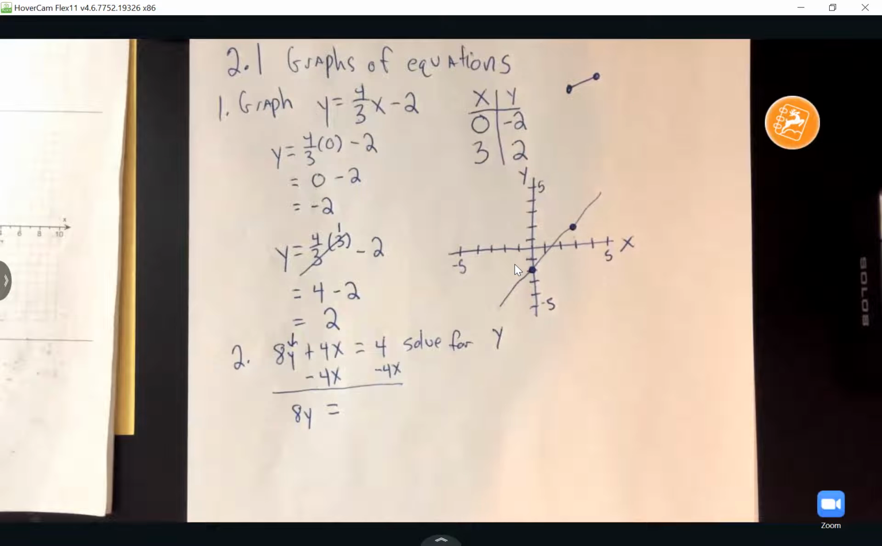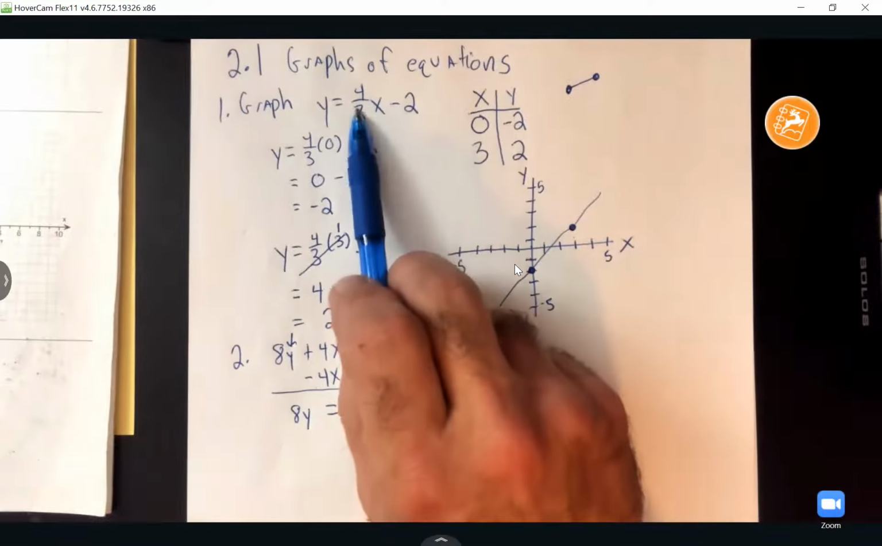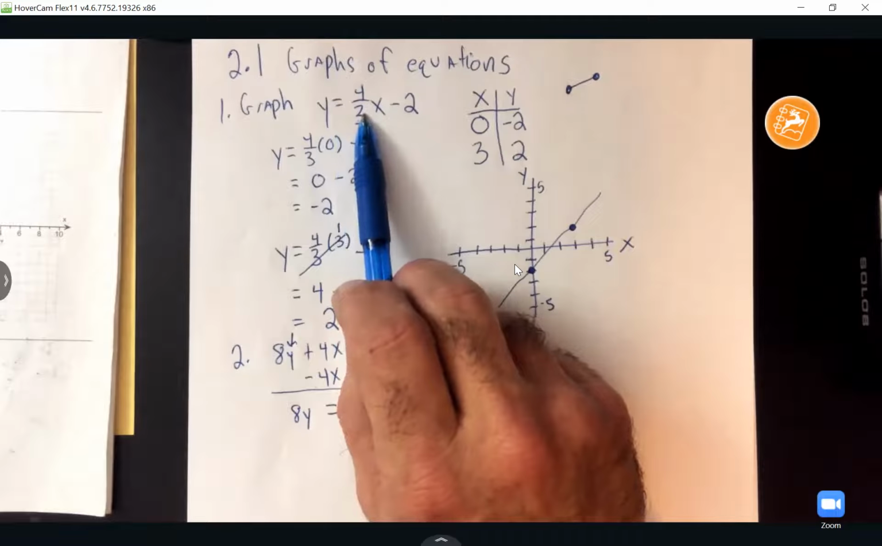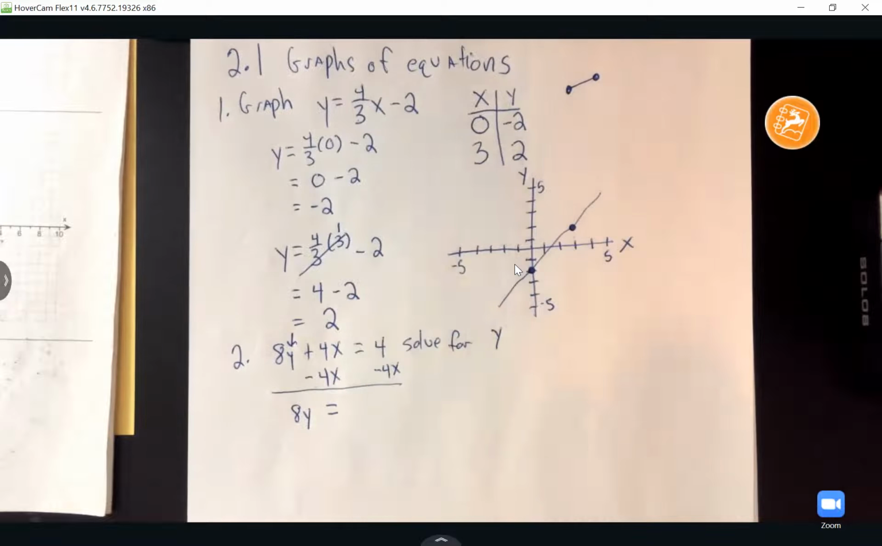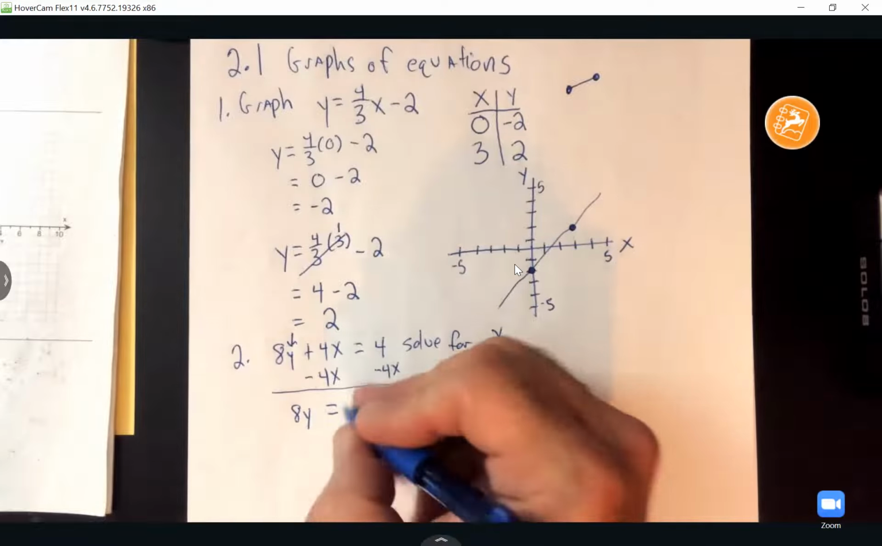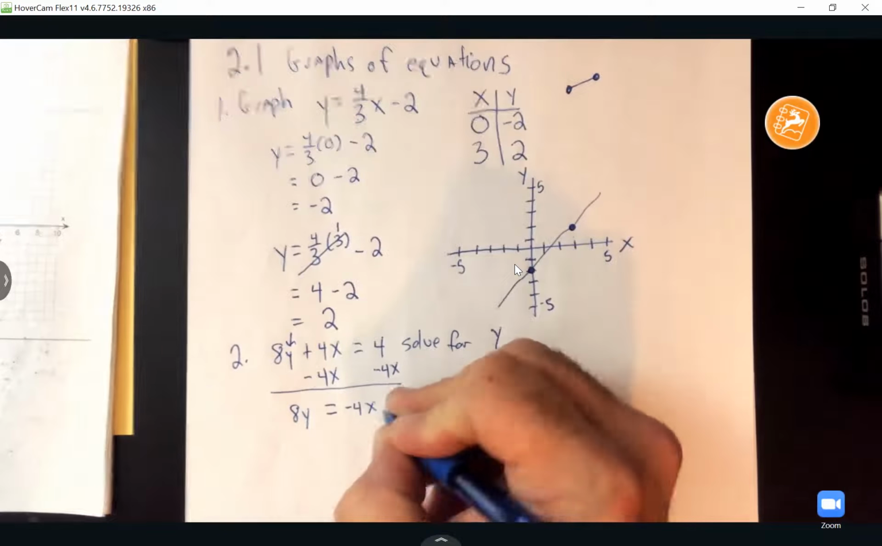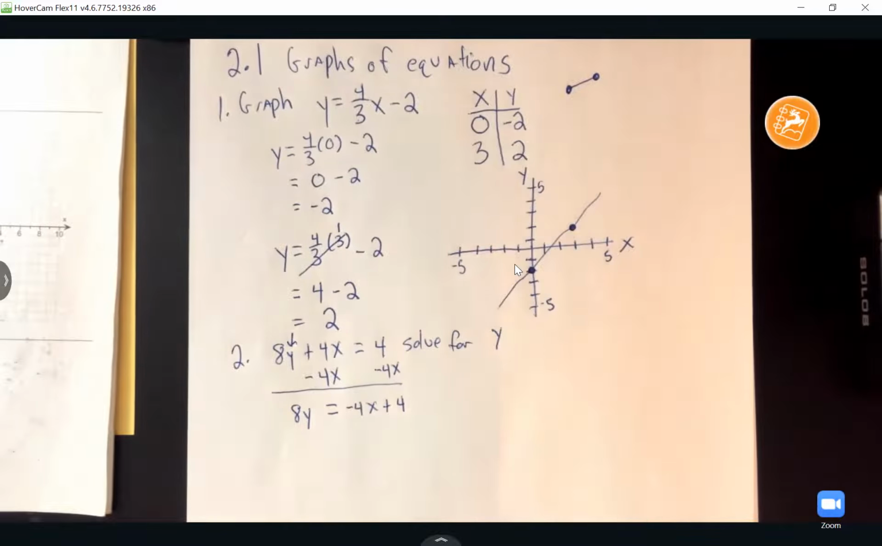So y'all, here's the thing. 4 and negative 4x are not like terms. So if you want them in the same order as they got them up here, which is y equals mx plus b form, put the x first, which is the negative 4x, and then add that 4 to that. Now you could do 4 minus 4x and it'll be correct also, okay?